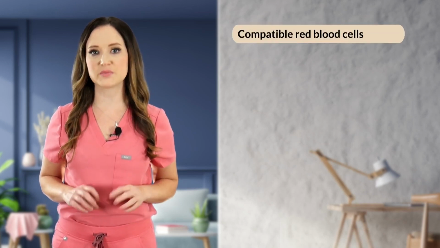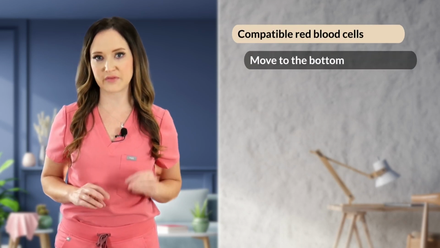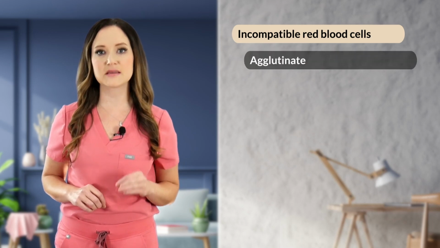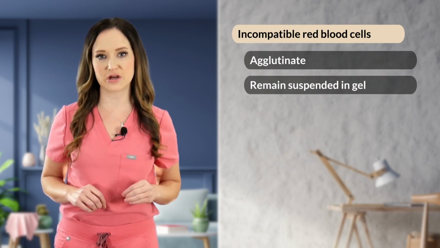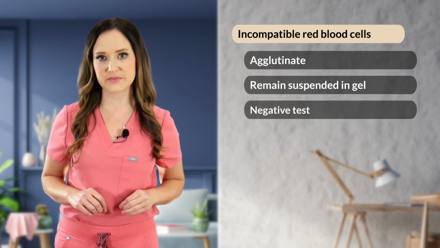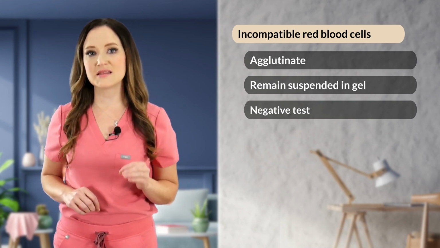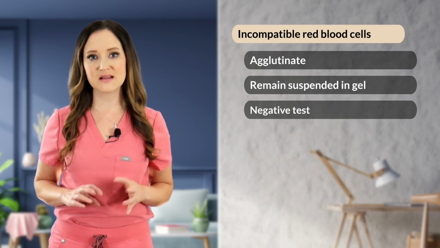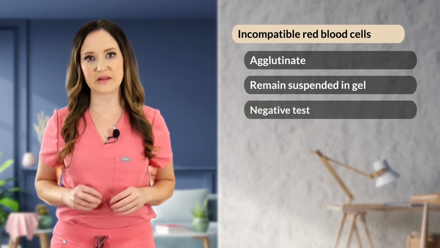Compatible red blood cells move throughout the gel to the bottom of the column. Incompatible red blood cells form agglutinates and remain suspended inside of the gel. That indicates a positive test. The main con is that these tests are not as accurate in patients with autoagglutination diseases, like patients with immune-mediated hemolytic anemia.